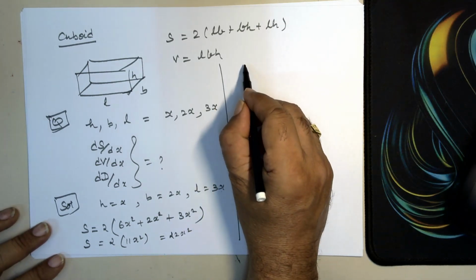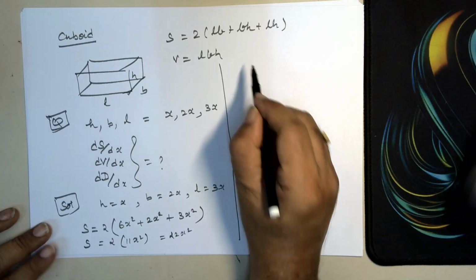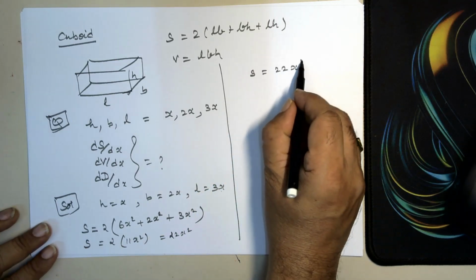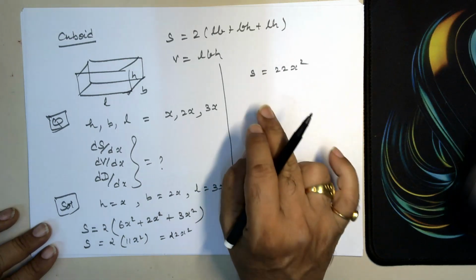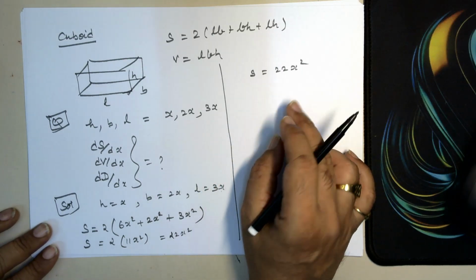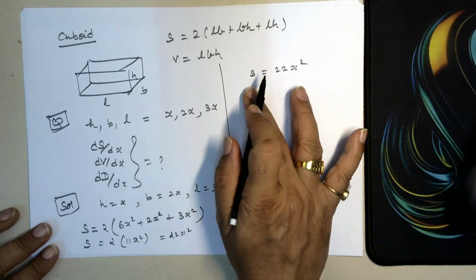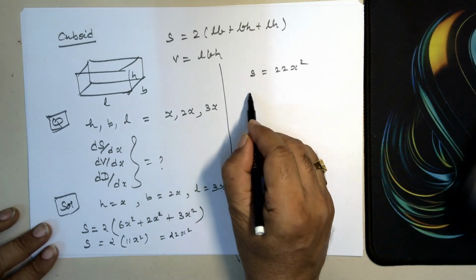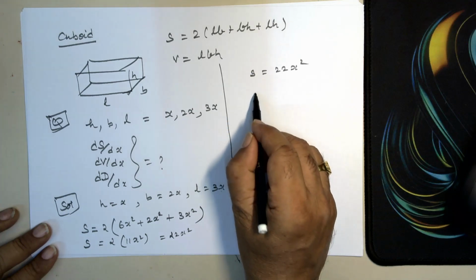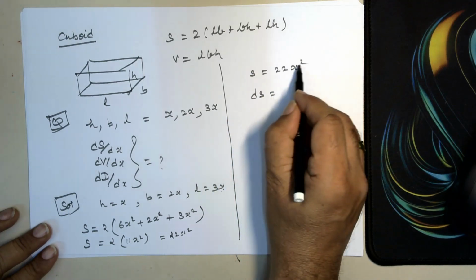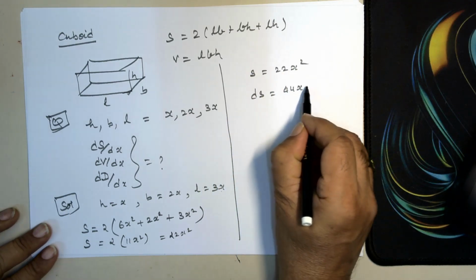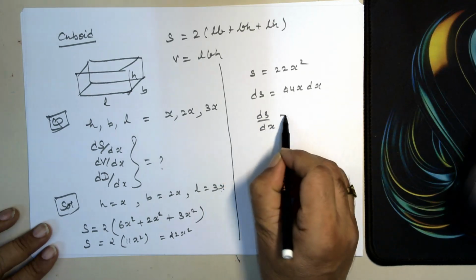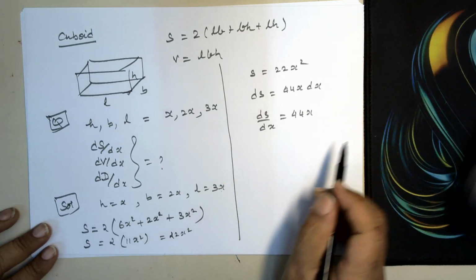Now dS by dx, we want dS by dx. So you have S is equal to 22x squared. They have not asked dS by dt, instead dS by dx. So differentiating on both sides, you can adopt the same strategy. So what is dS? For S, it is 1. So you can put dS. And what about this? 44x. That is nothing but dS by dx equal to 44x.